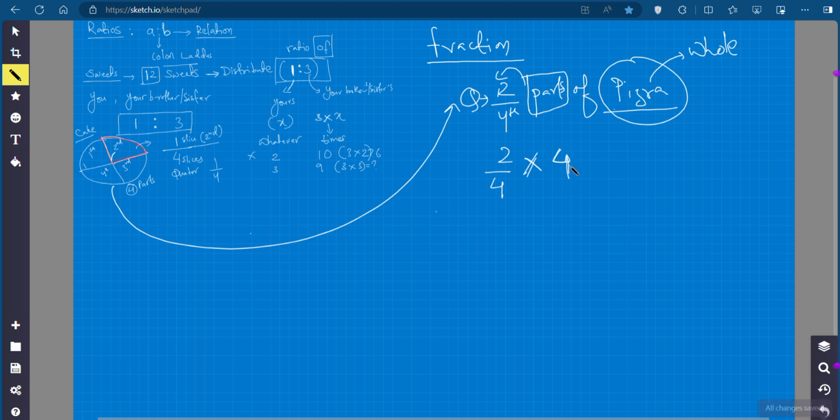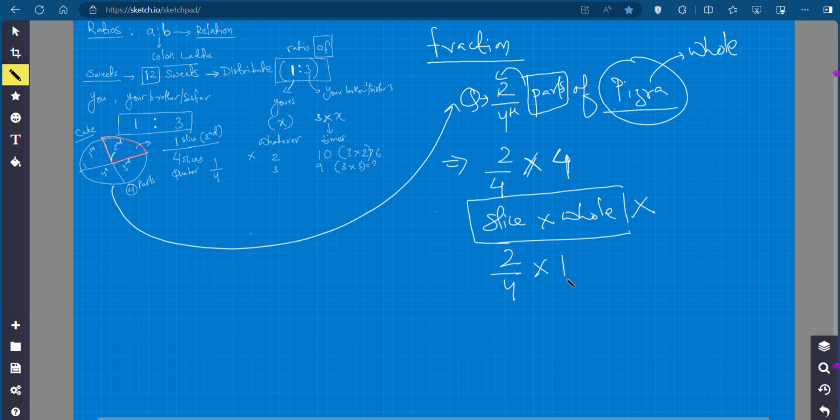Why have I written 4? Because this is also a slice. I can't write two different units in the same line, right? Slices and whole are two different units. This is why I did not write it like this. Otherwise, it would mean 2 by 4 of 1. I mean, 1 is a whole and 2 by 4 represents slices. Two different units can't be written together.